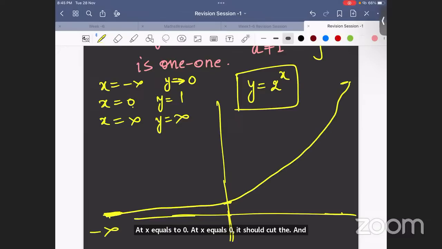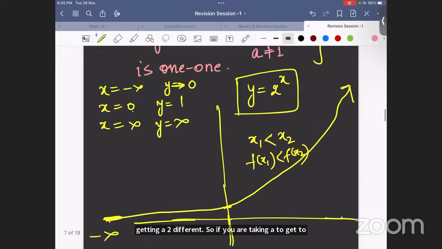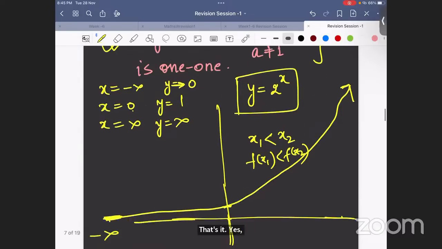Correct? Is this a strictly increasing or decreasing function? Strictly increasing. It's an increasing function, right? You can't get the same value twice. If you change the values x1 and x2, you'll get 2 different values. So if you take x2 greater than x1, it will always be f(x1) less than f(x2). Correct? Is this clear to everyone? Yes, sir. So this type of function will be there, so do not get confused in the exam.